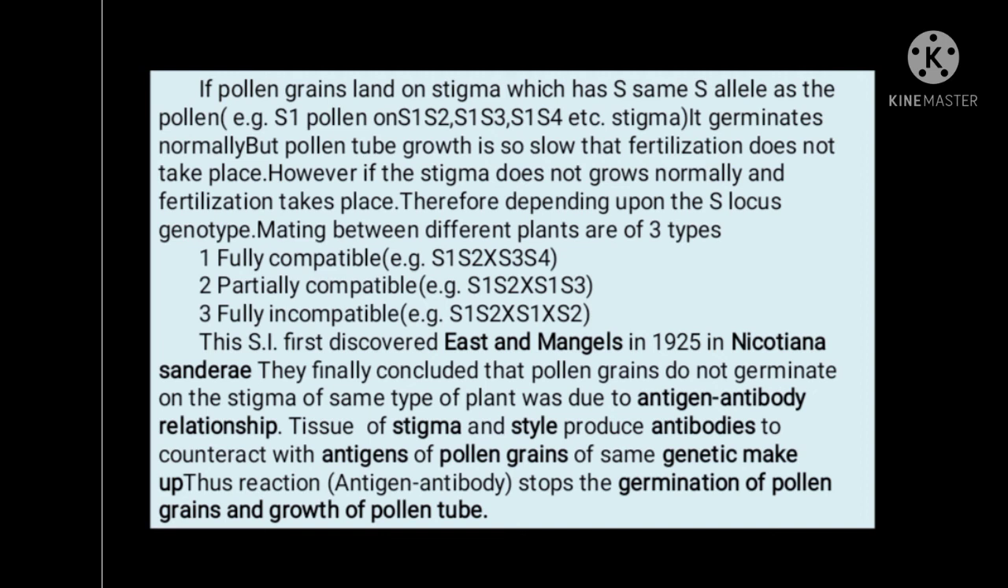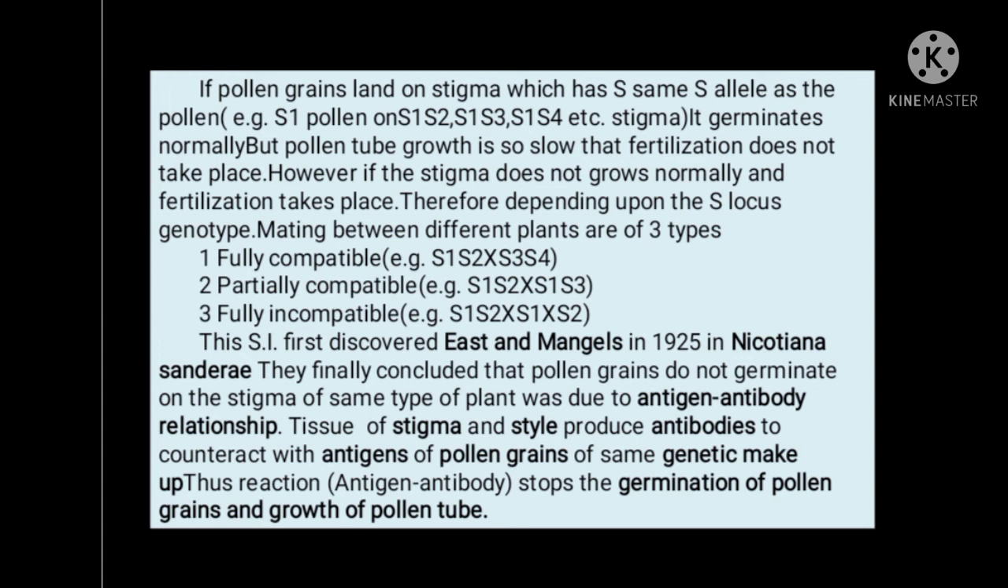However, if the pollen tube grows normally and fertilization takes place, therefore, depending upon the S locus genotype, the mating between the different plants is of three types, that is fully compatible, partially incompatible, and fully incompatible.